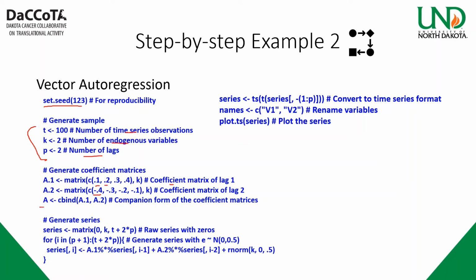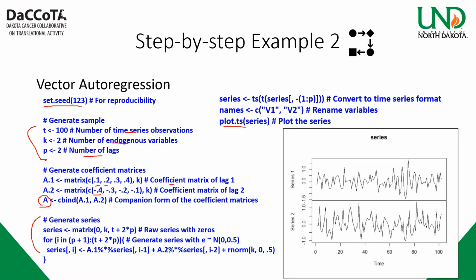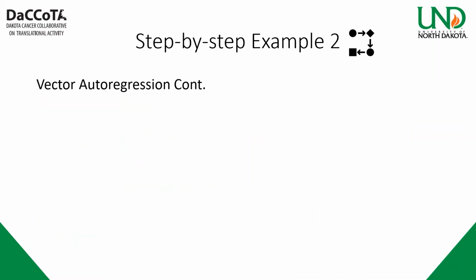And then the A is going to be our companion form for the coefficient matrices. So then we'll use this information and a for loop to generate our series, and then convert time series, rename them, and then we'll plot these here. And really this is all just to simulate data of series. We have time series 1, time series 2, and they have some sort of relationship to one another because we gave them coefficient matrices.